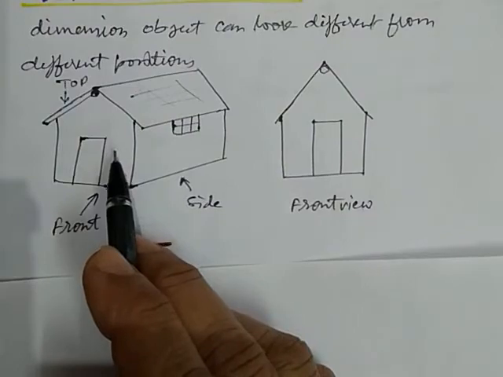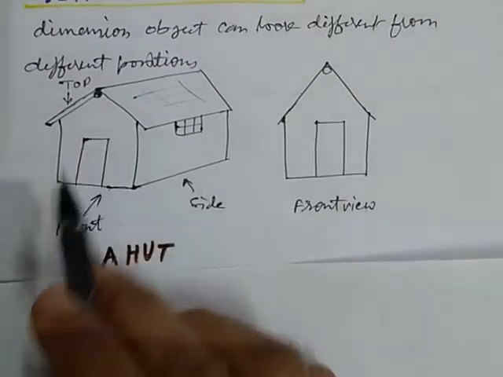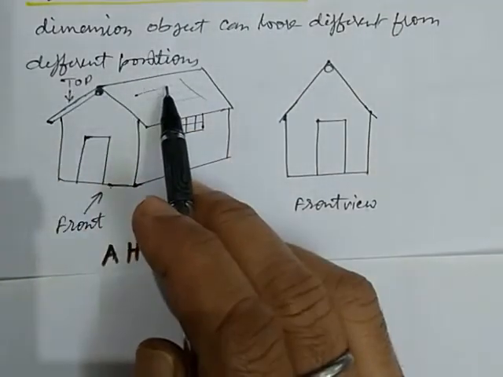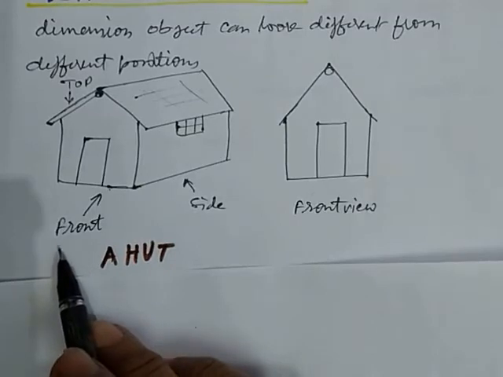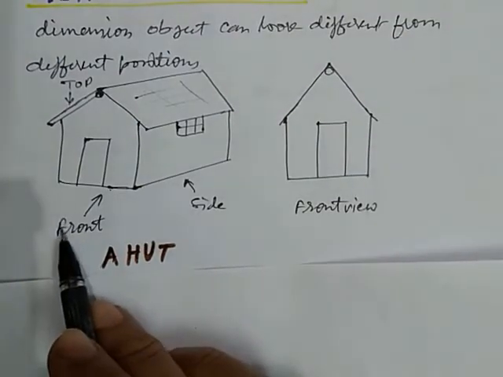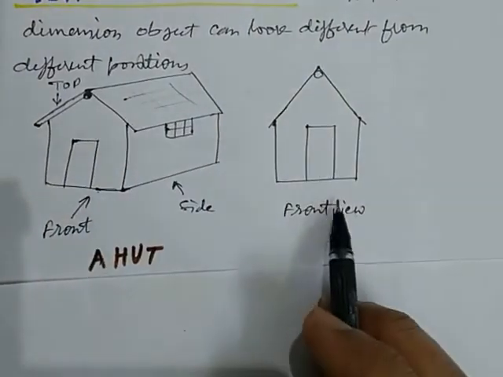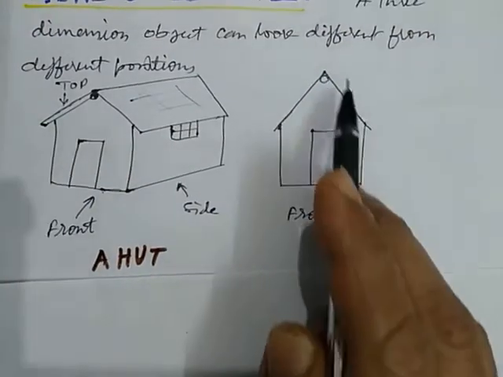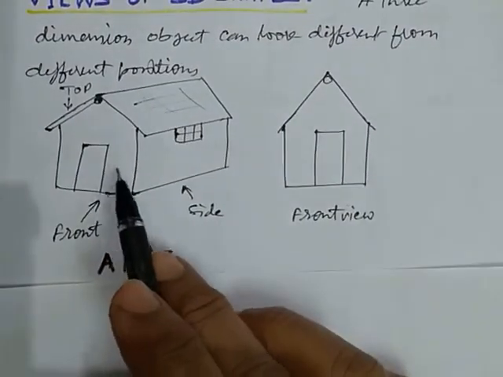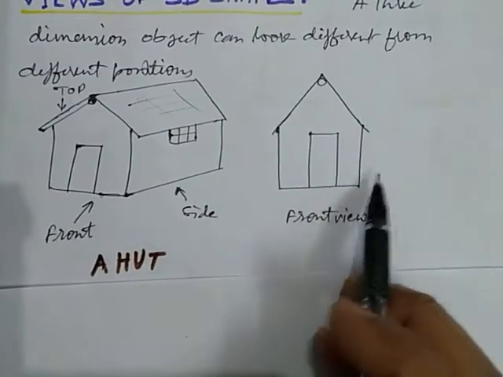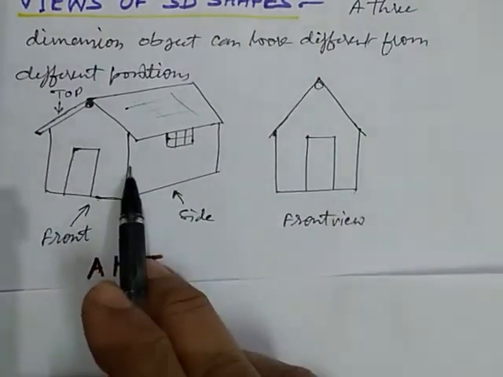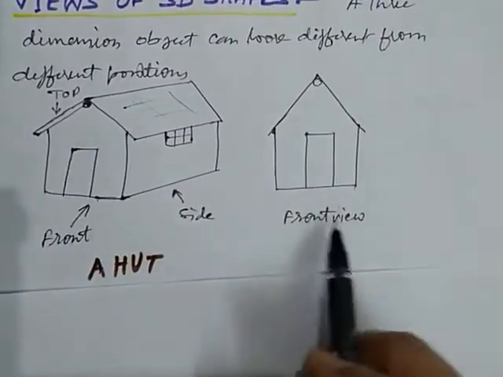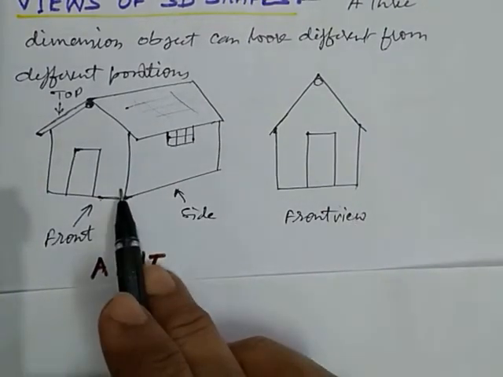This is a hut. This is the front side of the hut. This is the side of the hut, and this is the top of the hut. And if we stand at the front side and look at this hut, it looks like this. The rest of the things are hidden. Only the front face of this hut is visible. So this looks like this. Only these edges and the front face are visible. So this is the front view of this hut.